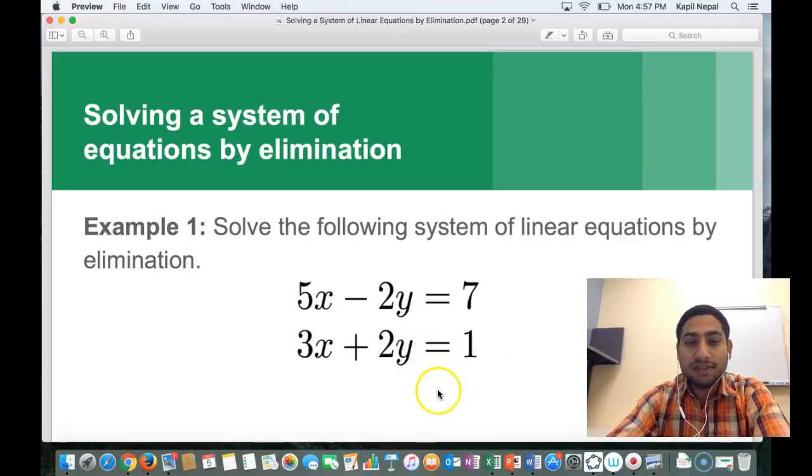Now notice that if I were to add these two equations, this negative 2y plus 2y, those two terms are going to cancel each other. So when I add them together, I'm only going to have x terms left. And that is the idea of elimination. You want to eliminate a variable. Okay, so for this one, we're going to start by eliminating the y variable.